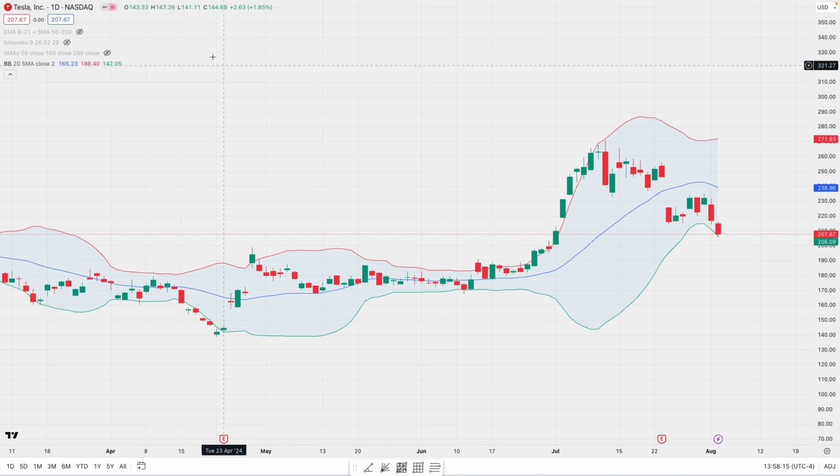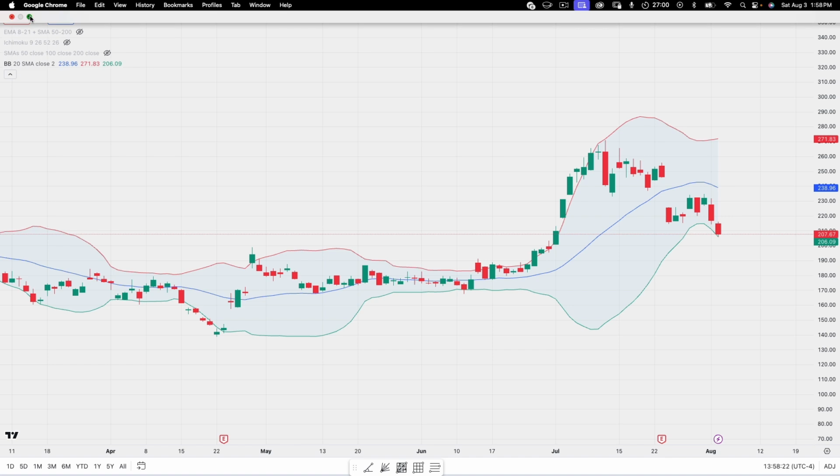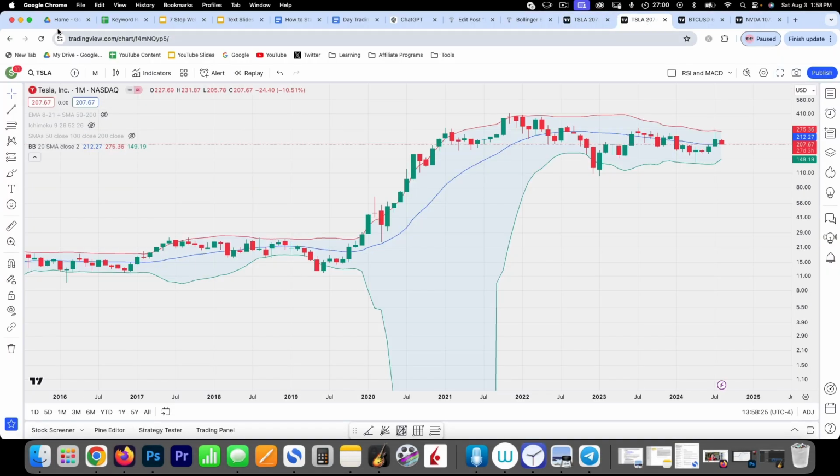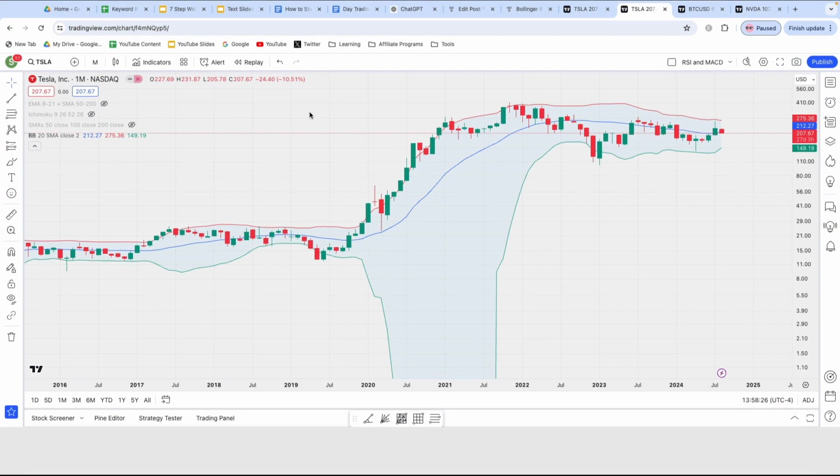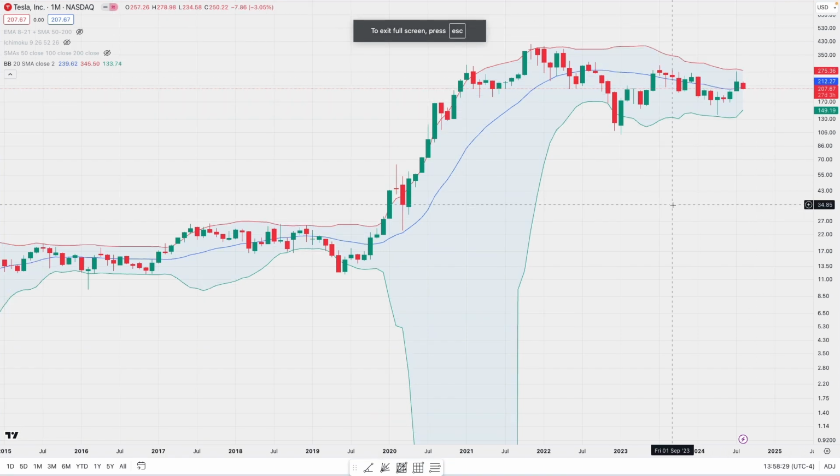So again, this is just one example on Tesla. Come to TradingView, use this chart and just chart it out with some other examples. We'll jump over now to a higher time frame. So we can see now we're looking at the monthly chart for Tesla.